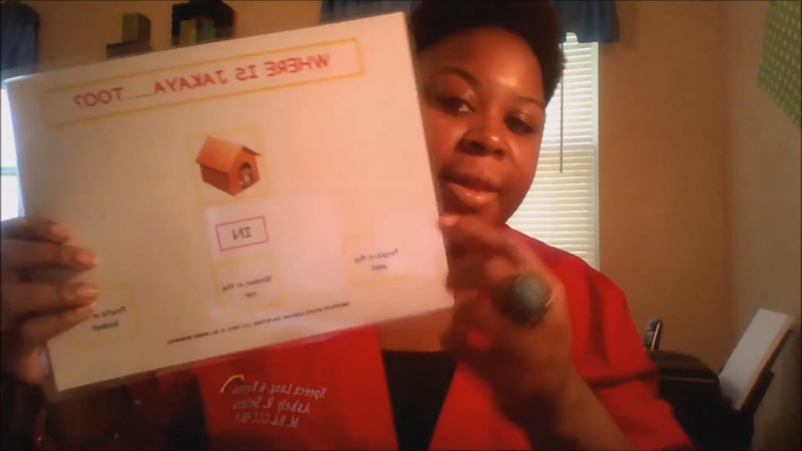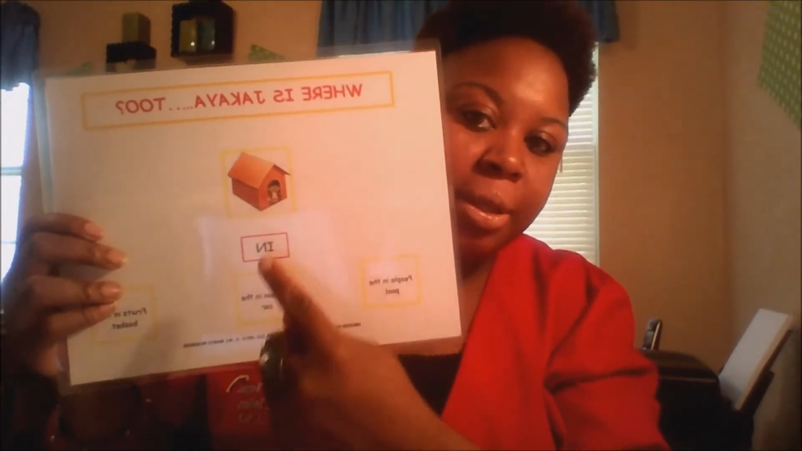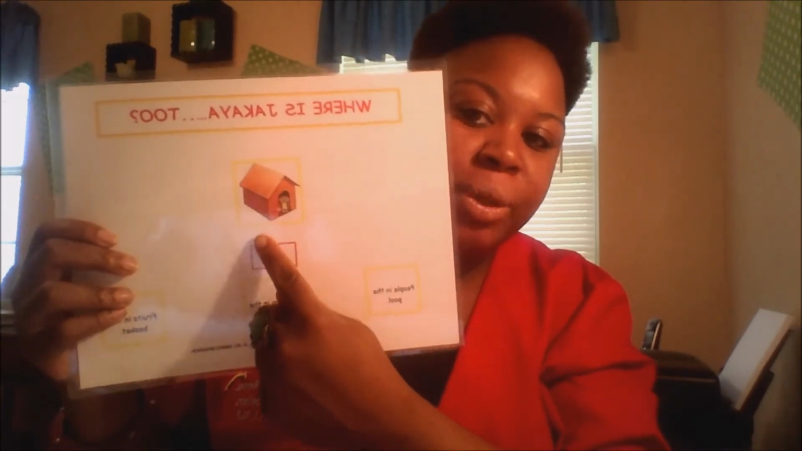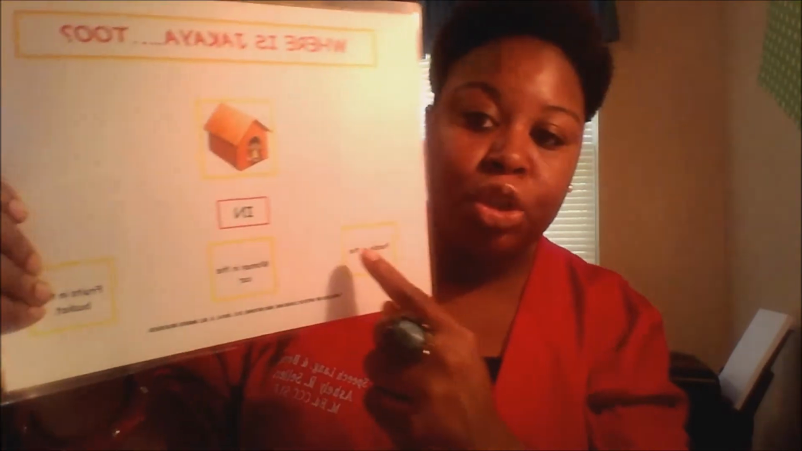Okay, so let me give you an example of how you're going to use it. The first one that we're going to target is in. So let me show you the page for in. We look right here. We see the picture of Jakaya in the house and the word in written here. If you look at the bottom, we have 3 yellow squares that contain the sentence of the picture that you're trying to get them to find.